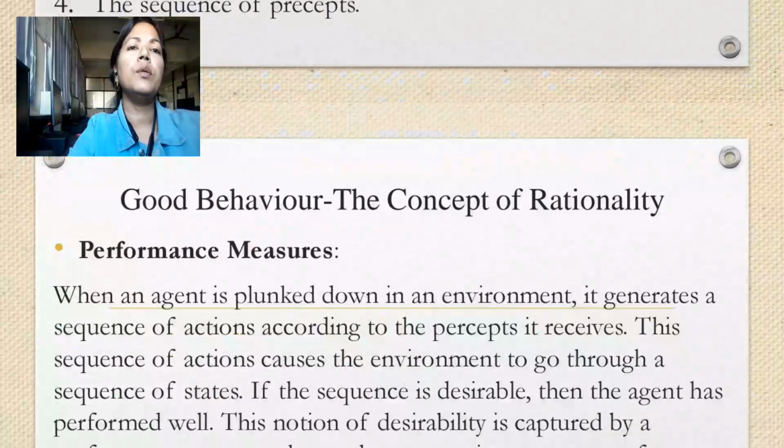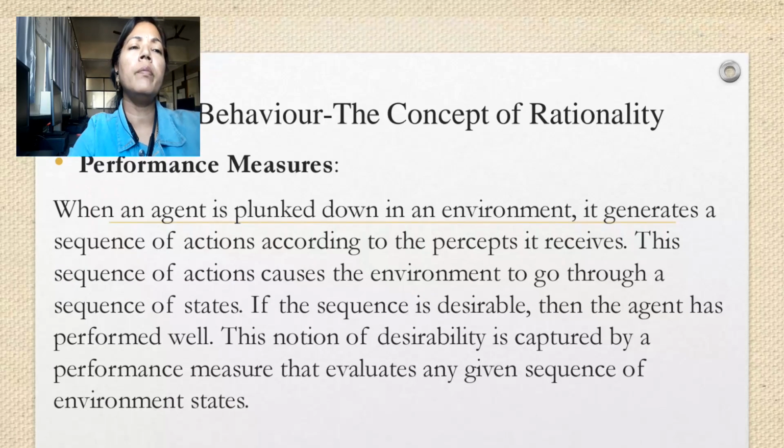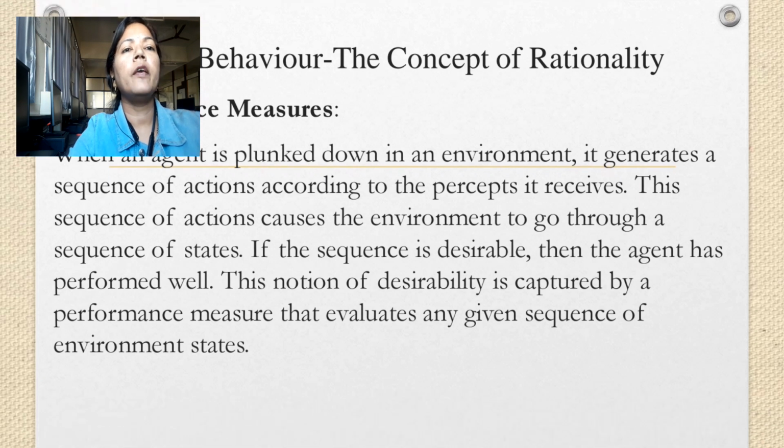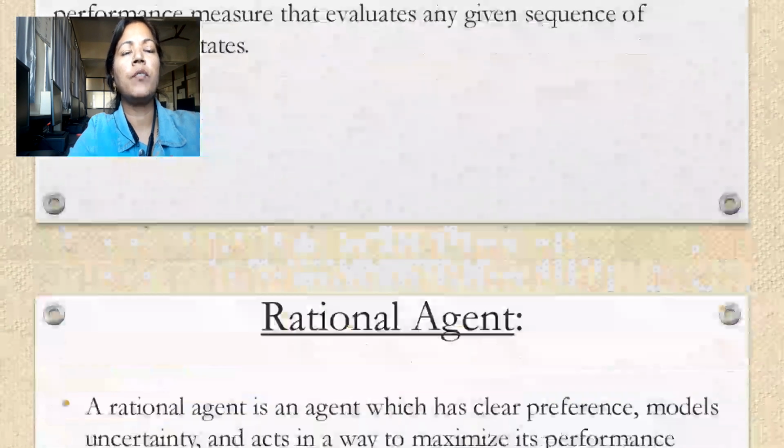So, how will we measure the performance? When an agent is plunked down in an environment, it generates a sequence of actions according to the percepts it receives. This sequence of actions causes the environment to go through a sequence of states. If the sequence is desirable, then the agent has performed well. This notion of desirability is captured by a performance measure that evaluates any given sequence of environment states.